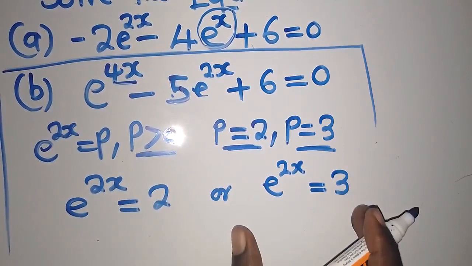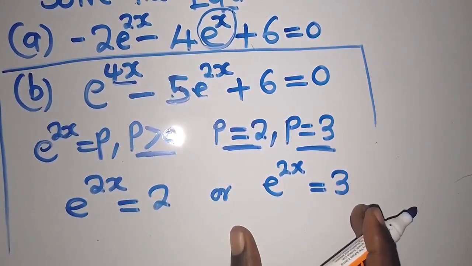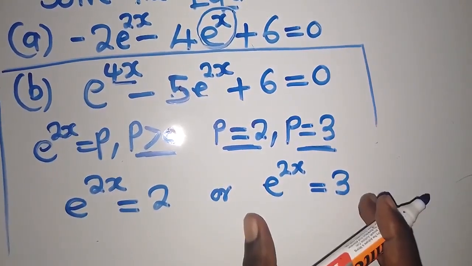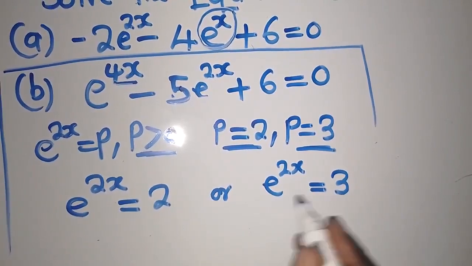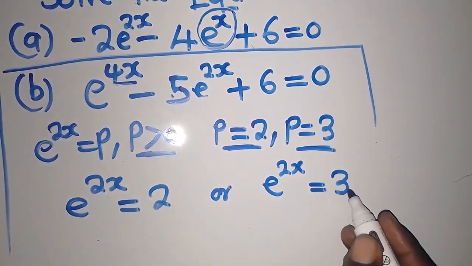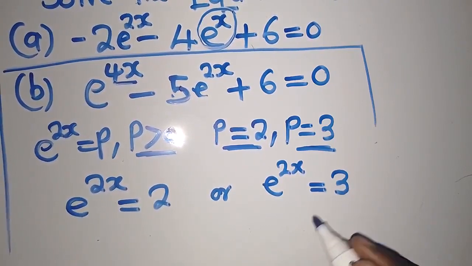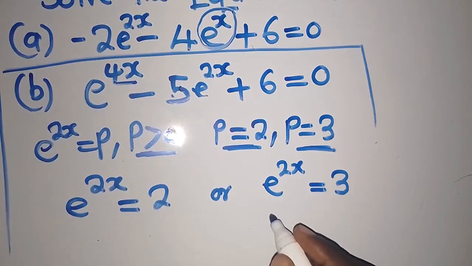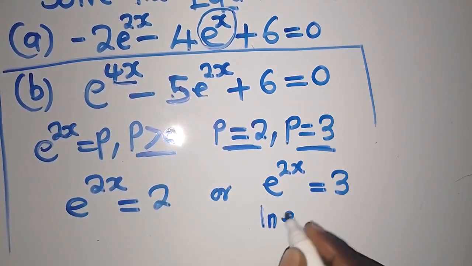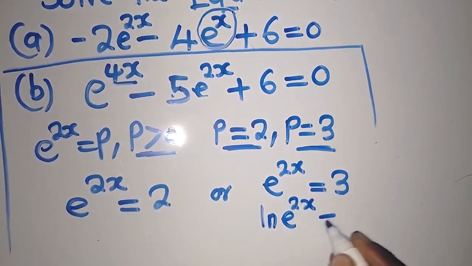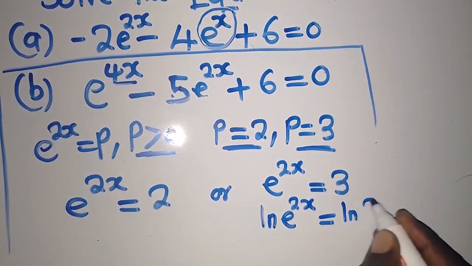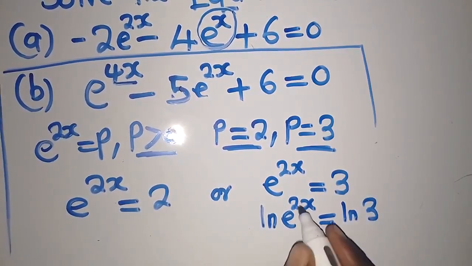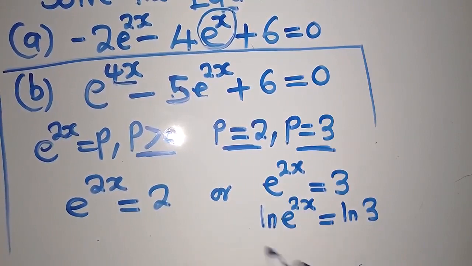So with this now, the way I'm going to work out this is very simple. Have you seen we've got different bases? If we've got different bases, what we are going to do is introduce the common log. So here I'm going to say ln e^(2x) is equal to ln 3. Where this power will come down here, I'm going to have this.